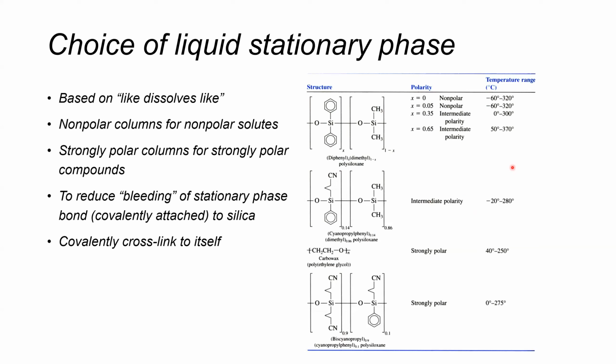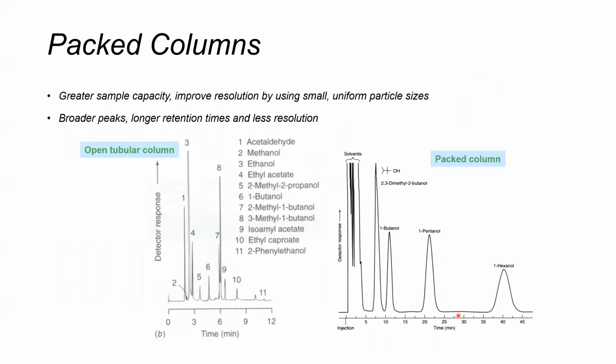And over here on the right-hand side, we can see a couple of different stationary phases. We have stationary phases for non-polar analytes. We have stationary phases for intermediate polarity and strongly polar, and different working temperature ranges for those. That's largely because if we go above those temperatures, we might start to actually degrade the coating of the tube. The stationary phase might actually start to be destroyed.